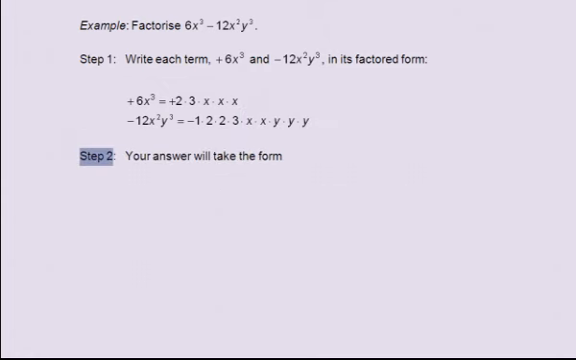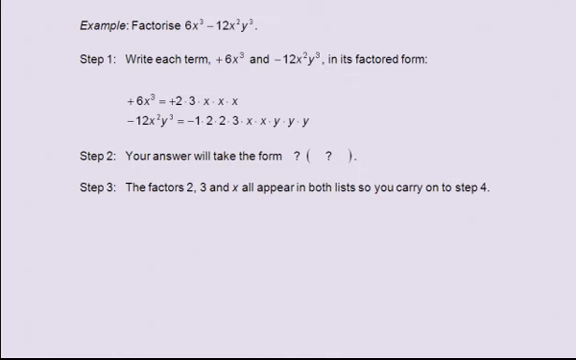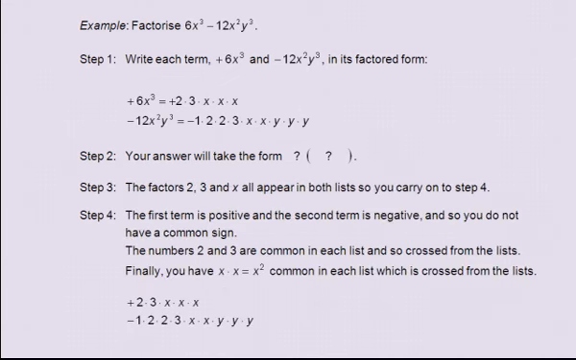In step 2, your answer will take the form where you have to determine what goes outside the bracket and also inside the bracket. Step 3. The factors 2, 3 and x all appear in both lists, so you can carry on to step 4. Step 4. The first term is positive and the second term is negative, and so you do not have a common sign.